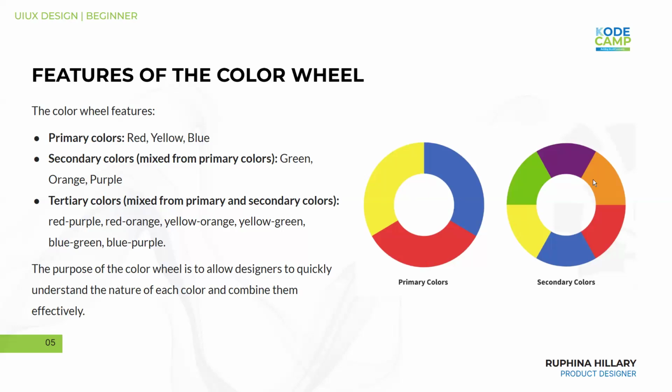You have your secondary colors, which are formed from a mixture of the primary colors. Let's say you mix your blue and yellow to get your green, your red and your yellow to get your orange. That's how the secondary colors are gotten. But primary colors are the fundamental colors that we have: red, blue, and yellow. Then the secondary colors are derived from these primary colors, and the tertiary colors are mixed from primary and secondary colors.